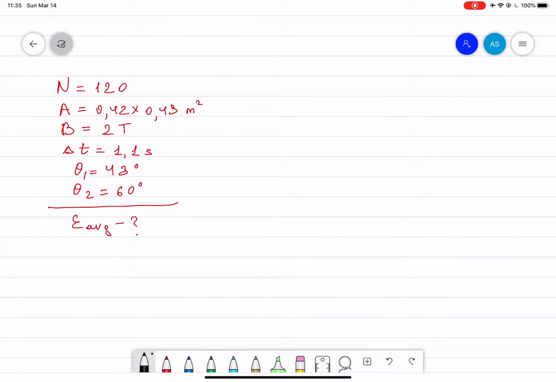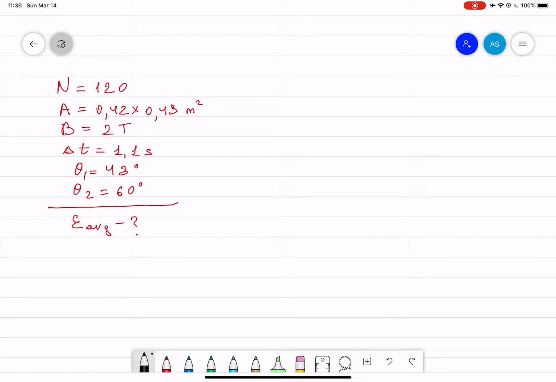A rectangular coil of 120 turns has dimensions of 42 by 49 centimeters and is located in a uniform 2 Tesla magnetic field. In 1.1 seconds, the plane of the coil is rotated from the position where it makes an angle of 43 degrees with the magnetic field to a position where it makes an angle of 60 degrees. Calculate the average EMF induced in the coil.